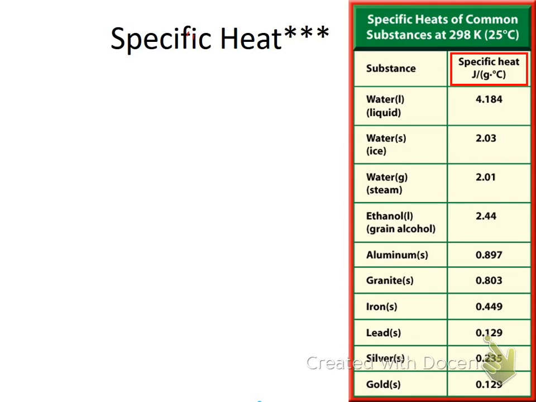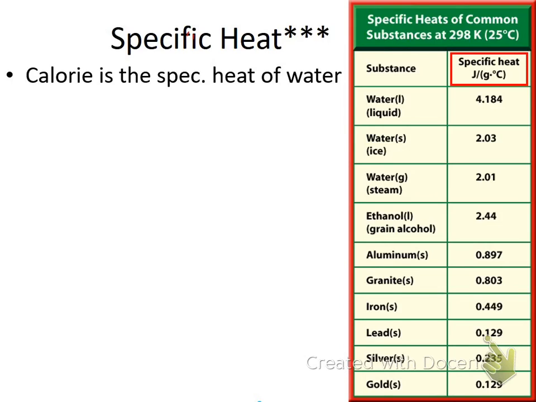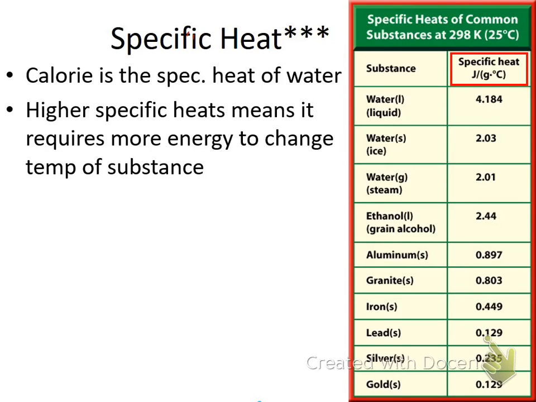That's true. Hey, that's the number of joules in 1 calorie. Turns out the specific heat of water is 1 calorie. Wow. Okay. So, calorie is the specific heat of water. You're back. Let's move on. The higher the specific heat, the higher the amount of energy it takes to change the temperature.